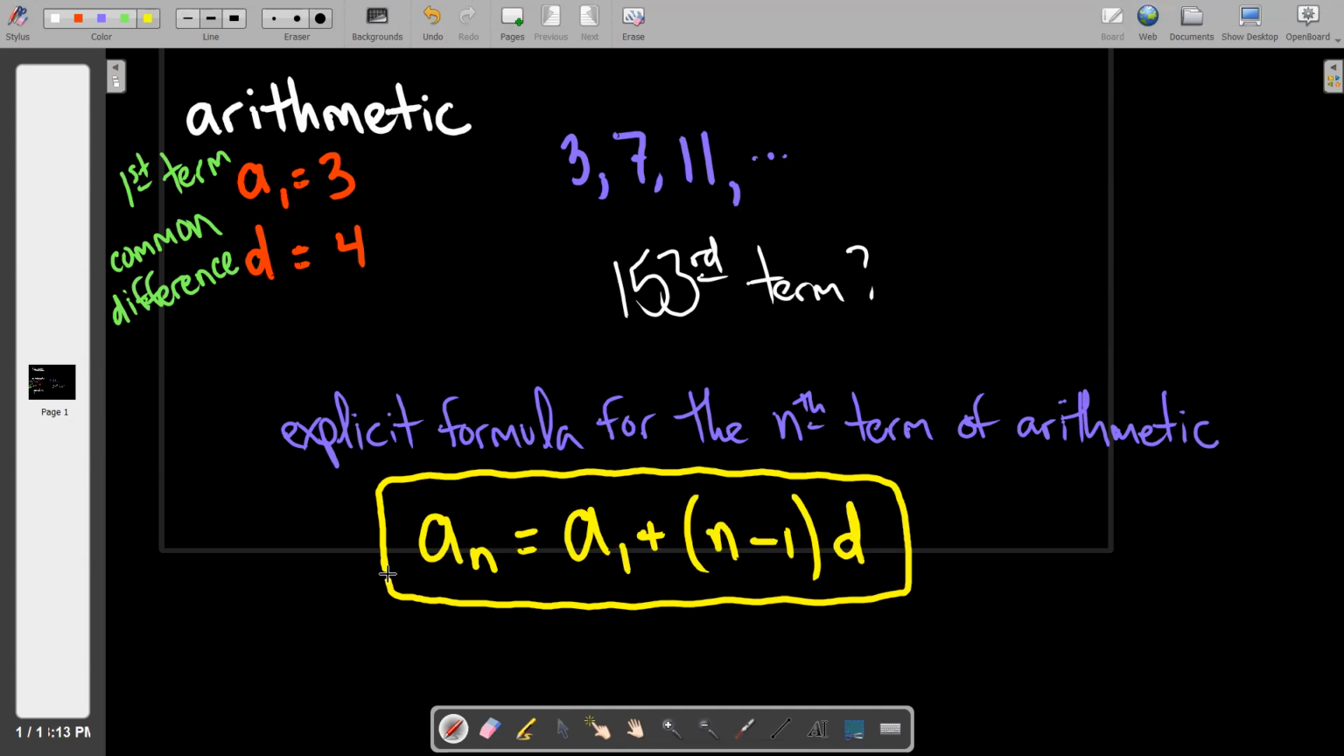Okay, let me ask you another question. I'm going to keep it the same way. So we start with the number 3, right? How many times would you have to add 4? Because that's what the sequence says, right? It's plus 4, plus 4, plus 4. So how many times would you have to add 4 to get to the 153rd spot?